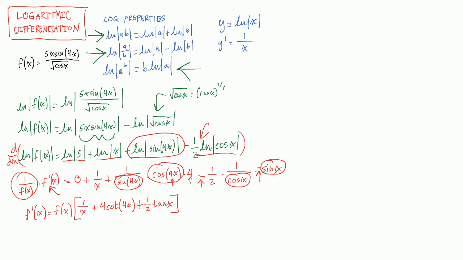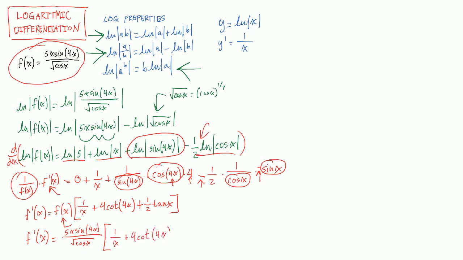And then we're not quite done yet, because we've got one last detail to look at, this f of x right here. What is f of x? Well, it's exactly what we started with, right here. So without even thinking, all I have to do is put in what f of x equals: 5x sine 4x over square root cosine x. And then we multiply that by what we just found: 4 cotangent 4x plus 1/2 tangent x. And then you found the derivative.